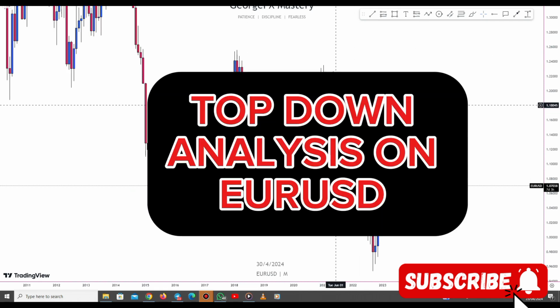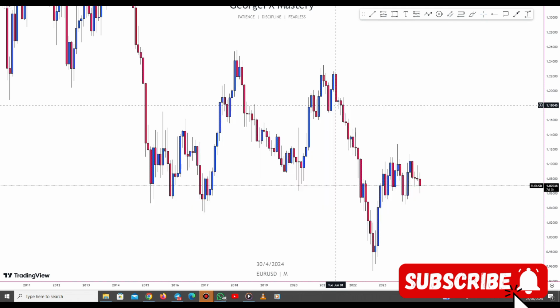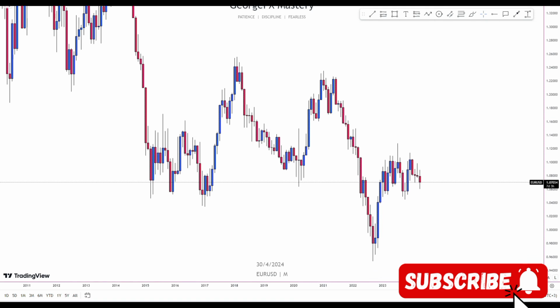So I want to do a top-down analysis on EURUSD from the monthly time frame to whichever the time frame will find our entry, refine our entry, and find our stop loss and possible take profits. Okay, so first I am on the monthly time frame. As you can see, where we are on the monthly time frame right here.